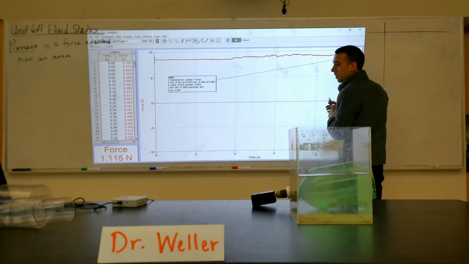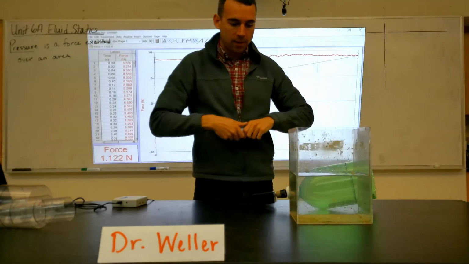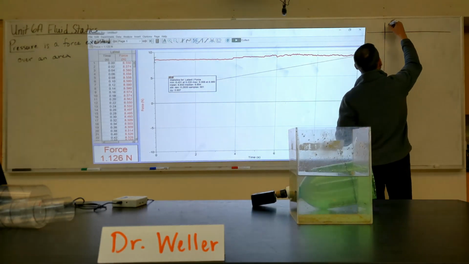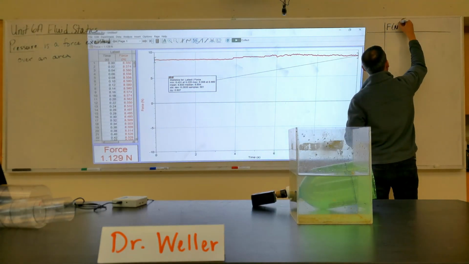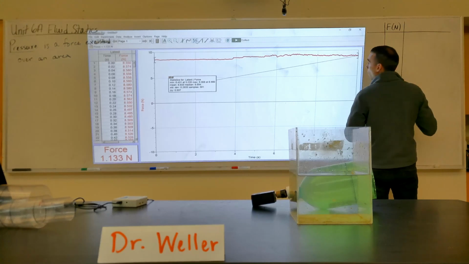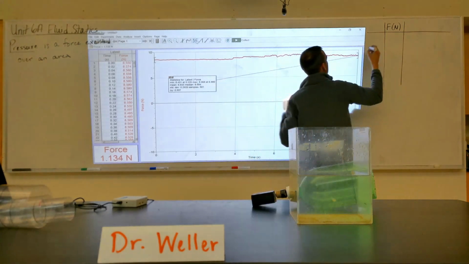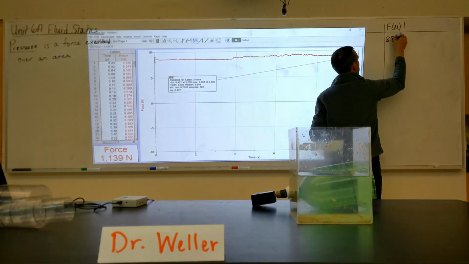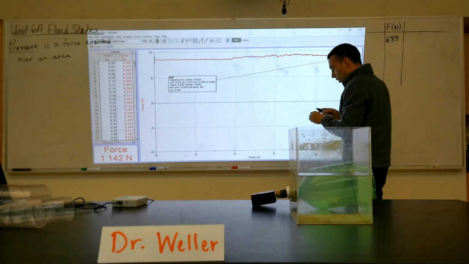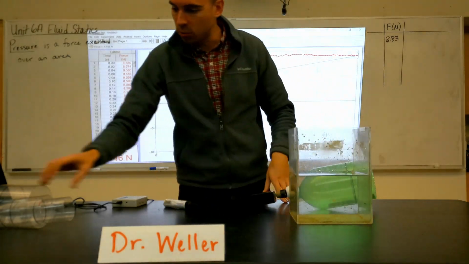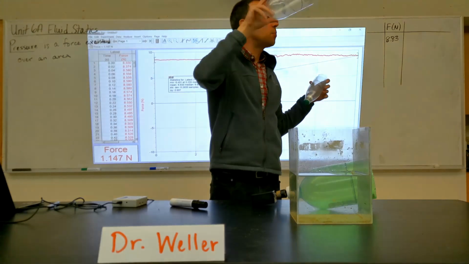So what we are going to think about is what will happen to the force that I read. So here's my force in newtons. For the first one, our average was 8.83. And we're going to think about how that force will change for different sized buoys.